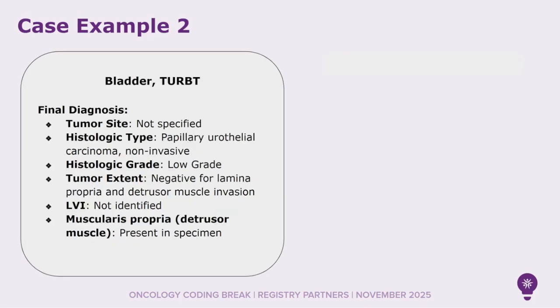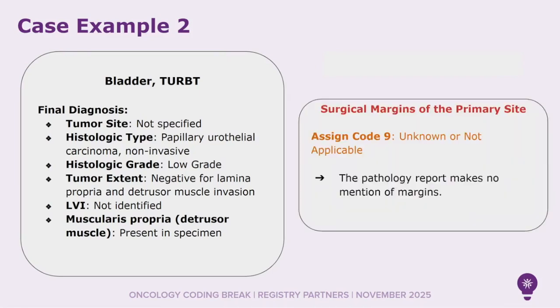Case example 2 is a TURP for the bladder, papillary urothelial carcinoma, non-invasive, low grade. Negative for lamina propria and muscle invasion. Muscularis propria is present in the specimen. Surgical margins of the primary site is assigned a Code 9, unknown, or not applicable. The pathology report makes no mention of margins.